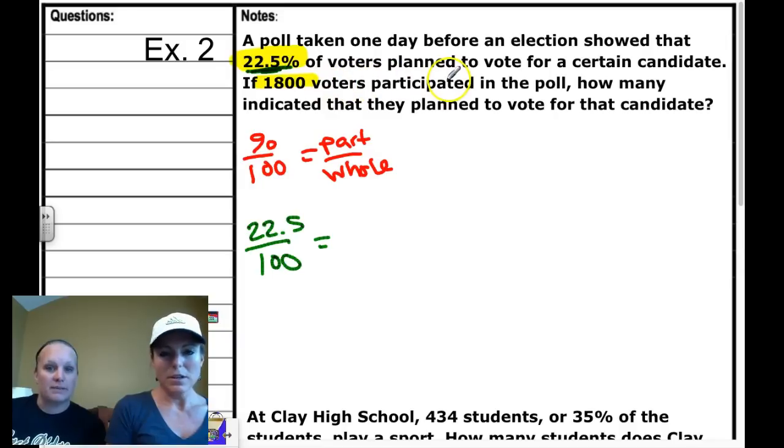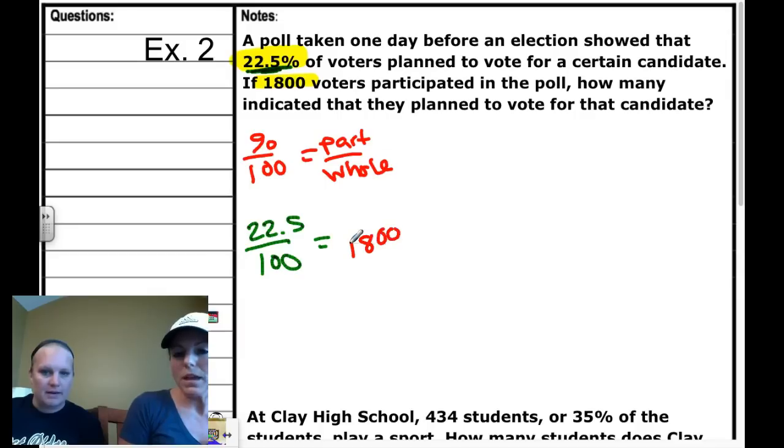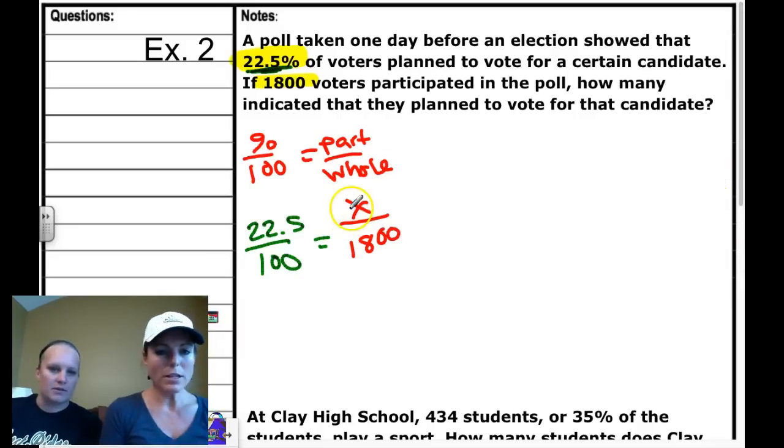1,800 of the voters participated, so that's all of them. That's the whole, so I'm going to put 1,800 on the bottom, and your part is x. All right, and look what we have, a proportion. We're just going to solve it. We're going to cross multiply.